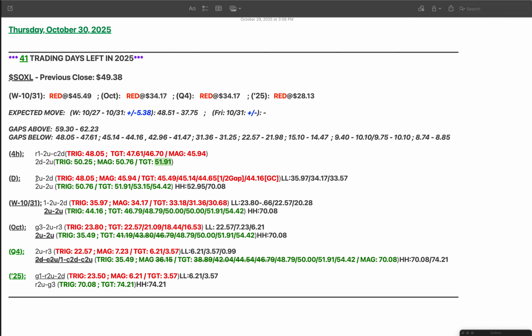From the day chart, we looked at to the downside, it would be a 2 up, 2 down, triggering at 48.05 with the magnitude of 45.94, which is also the magnitude of the 1, 2 up combo 2 down on the 4-hour chart. And we've got these extended targets just because we've got that gap to the downside, and we could pick up some momentum to the downside. So we've got those extended targets there, including the half gap, right?